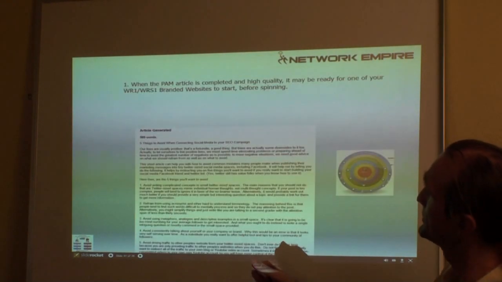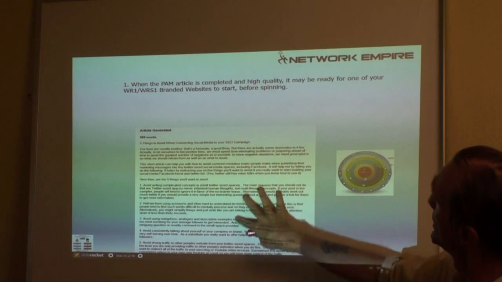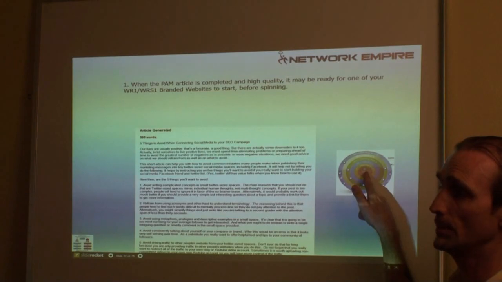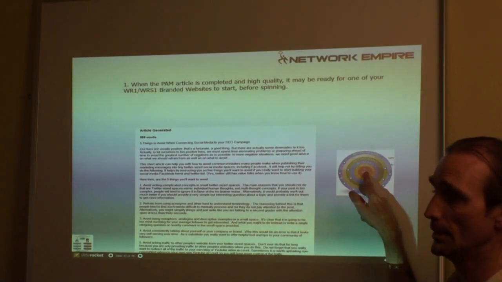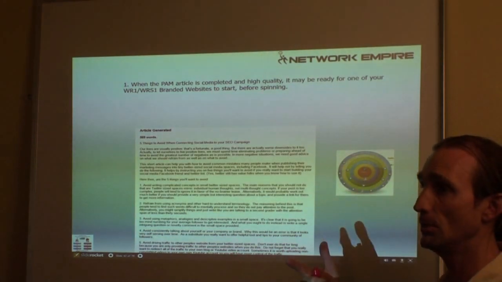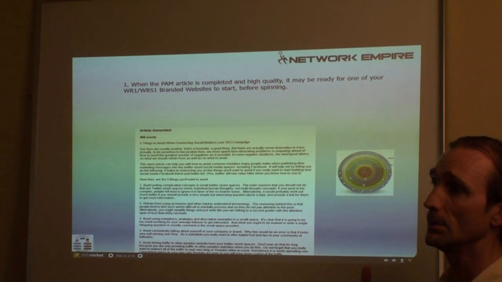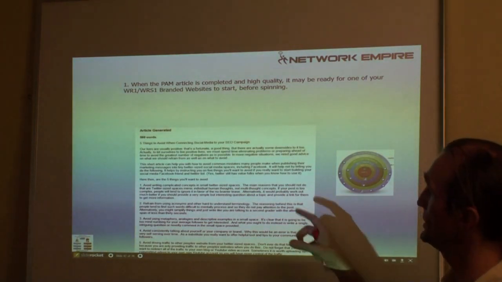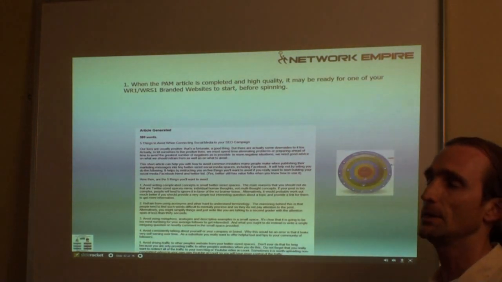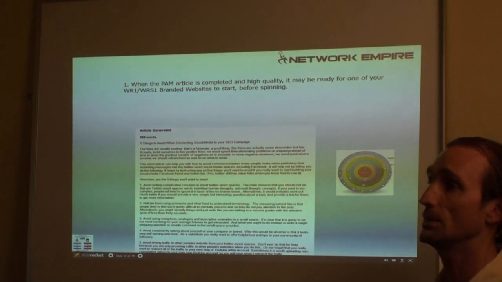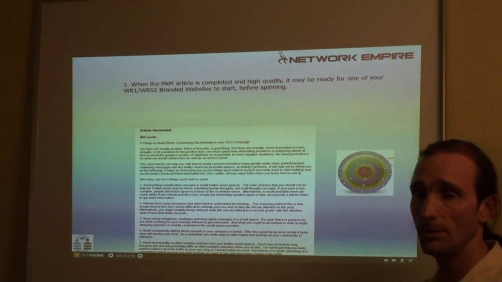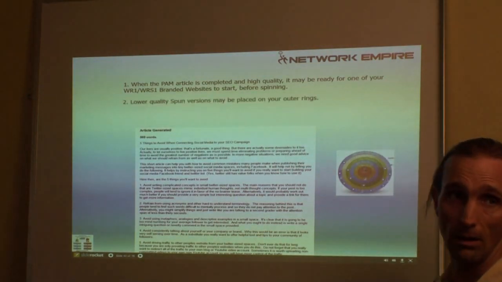Okay, so next. When the article is completed and high quality, it may be ready for one of your WR1 sites. That's the soul of your brand, the site that's got your soul on it, like real stuff. And your WR1 branded sites, your Facebook page, your fan page timeline, your LinkedIn. When this is done, this article should be good enough to talk to real people about. If it's lower quality, you haven't had somebody look at it, your content auditor hasn't audited it, then don't use it anywhere in your first tier network. Put it somewhere else, if at all.